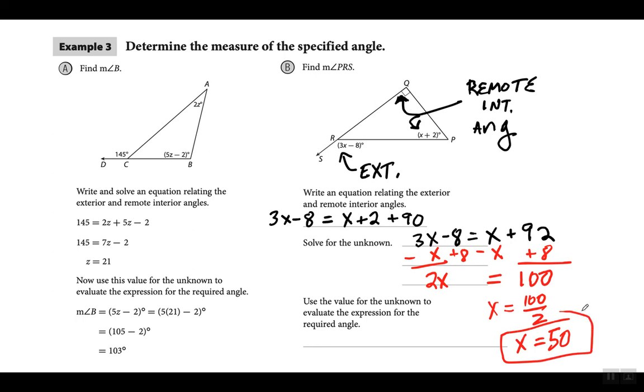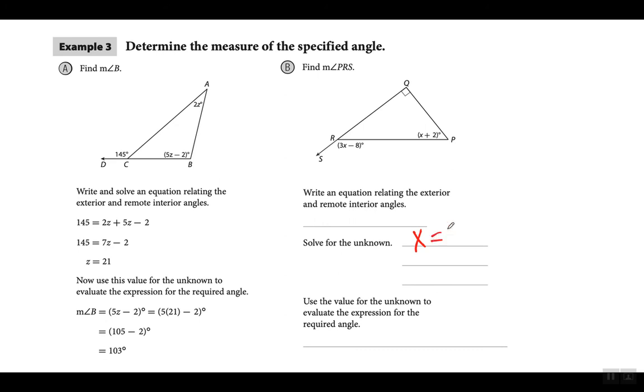Okay, now the last question says use the value for the unknown to evaluate the expression for the required angle. Usar el valor para x para encontrar la medida que nos estaban pidiendo aquí. Find the measure of angle PRS. Alright, so x equals 50. Find the measure of angle PRS. Tenemos que encontrar la medida de este ángulo.